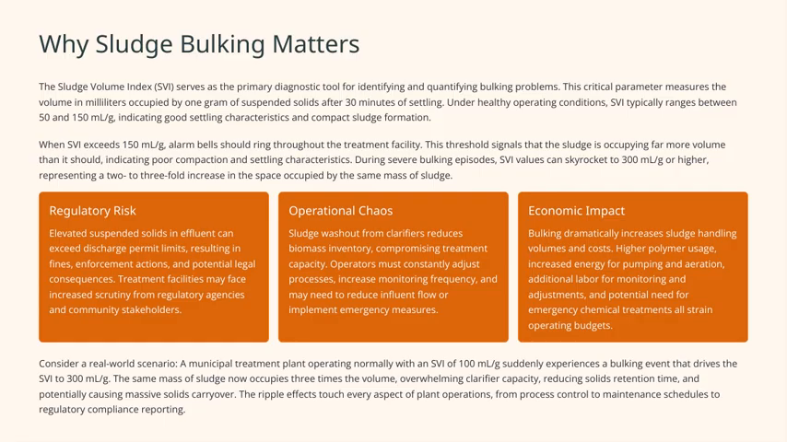Imagine a real-world scenario: a plant operating normally with an SVI of 100. Suddenly, bulking occurs, and the SVI jumps to 300. That means the same mass of sludge is now taking up 3 times the space. It can overwhelm the clarifiers, reduce solids retention time, and lead to solids carryover. The ripple effects are felt everywhere, from process control and maintenance to regulatory reporting. That's why keeping an eye on SVI and preventing bulking is so crucial for smooth, compliant, and cost-effective plant operation.